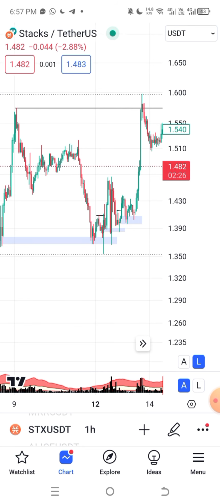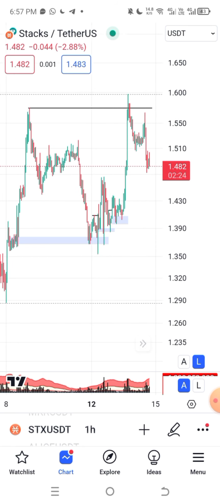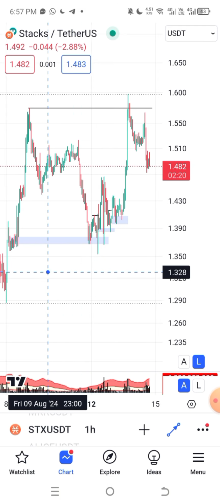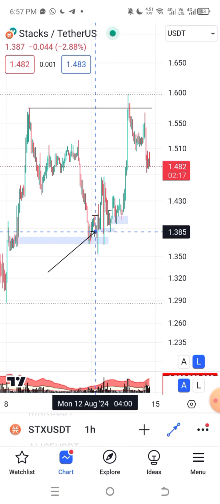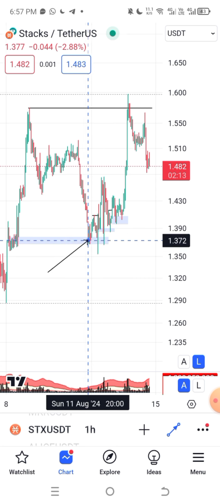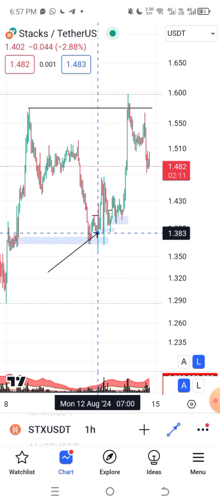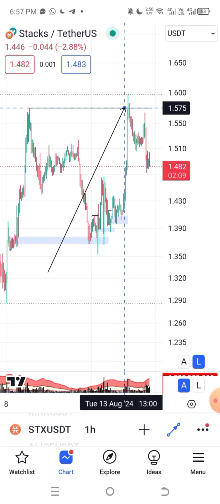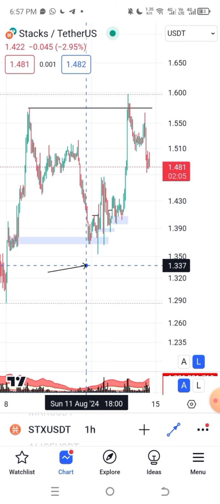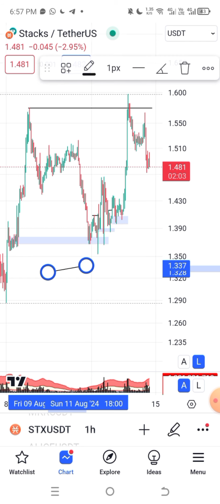You can see this is STX USDT. I was able to catch this trade right from here. And I took my profit exactly here. Now, here's the major thriller. How can we catch and know and identify where liquidity is resting in the market?